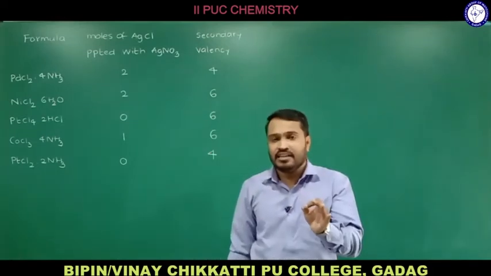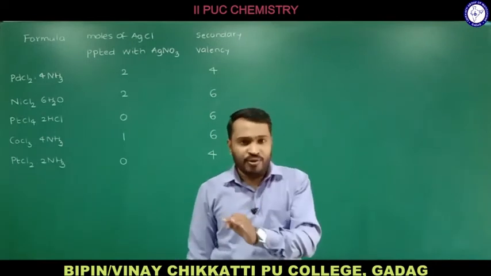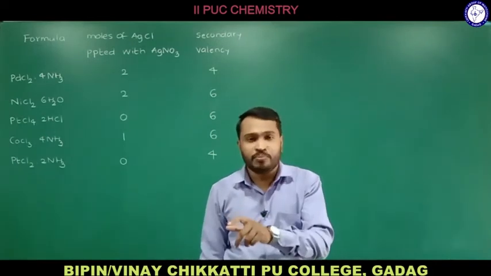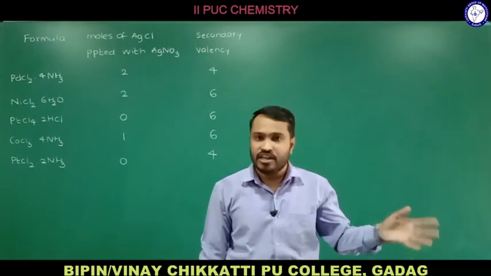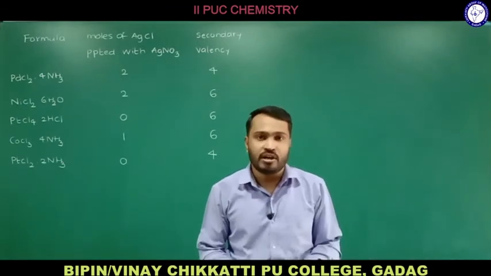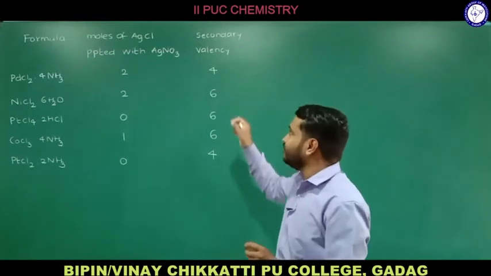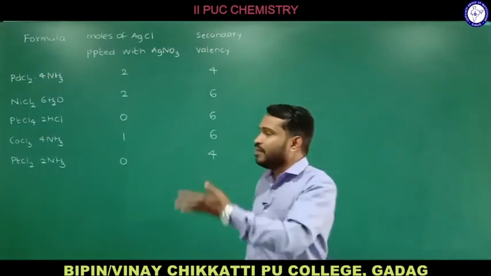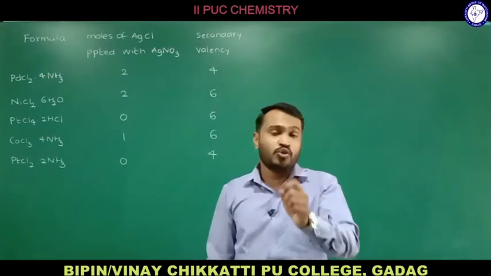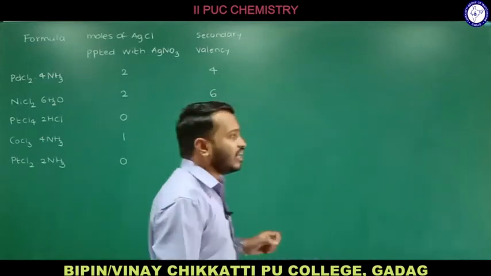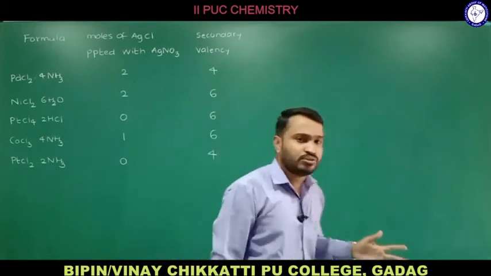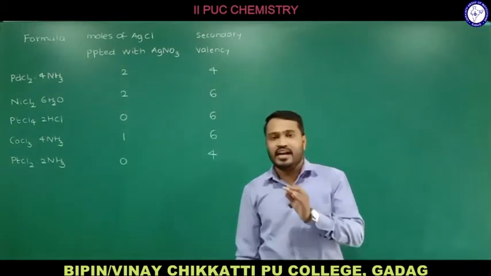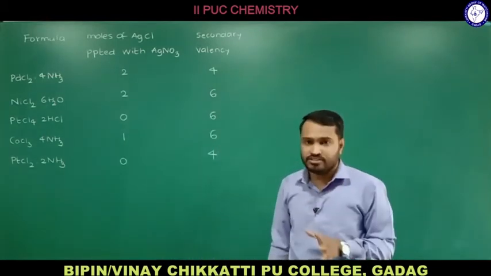Remember that if you get a precipitate, the number of moles of the precipitate will be the same as the Cl minus present in the original coordination compound. This is how one can identify the secondary valency. Similarly, the primary valency will be very easy. That is going to be balanced by the anion. We can calculate that. That is how, using Werner's theory, we are supposed to calculate the primary valency and the secondary valency of coordination compounds.